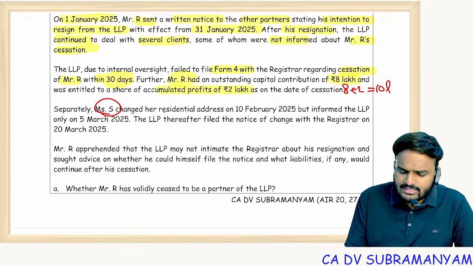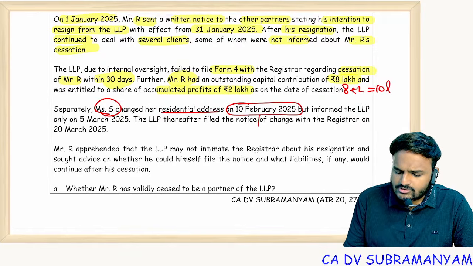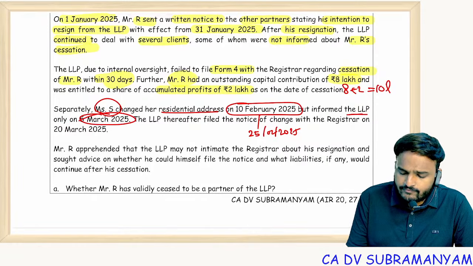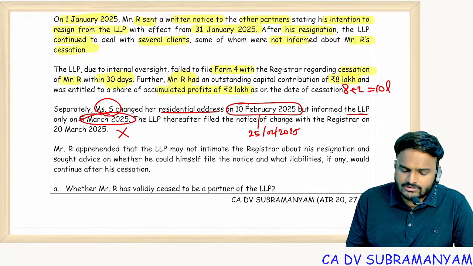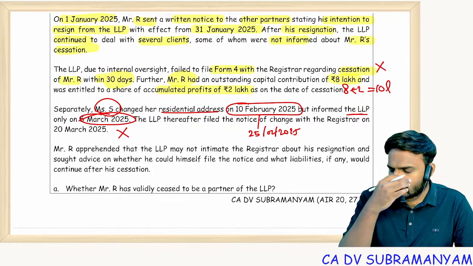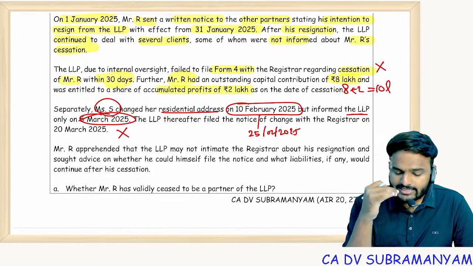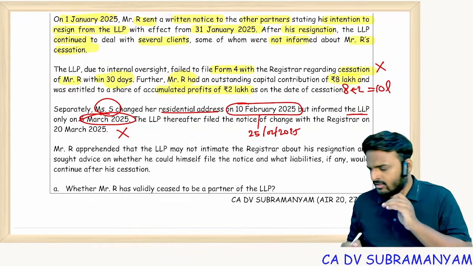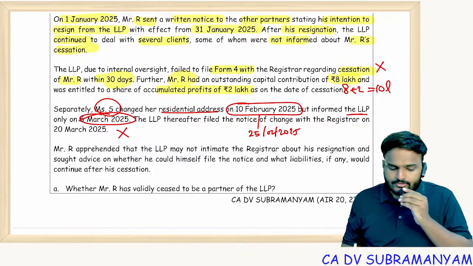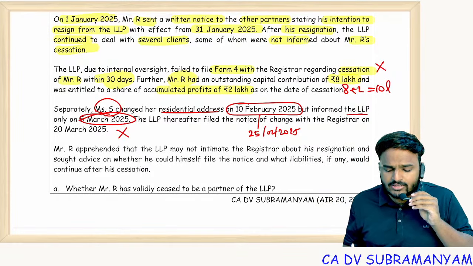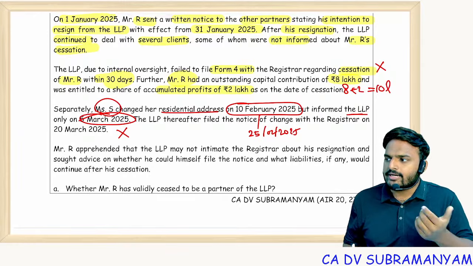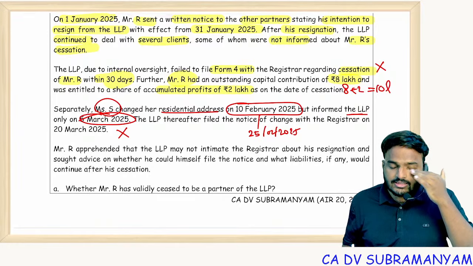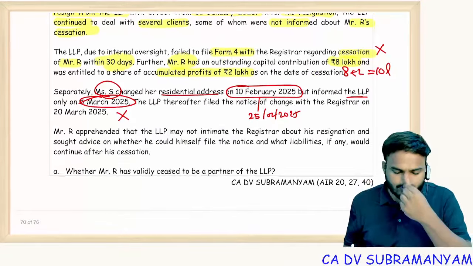Separately, Miss S changed her residential address on 10th February. From this date onwards, within 15 days, so by 25th February 2025, she should communicate the same to the LLP. But the communication happened on 5th March. Again, this is another default. One is non-filing of changes in the partners. Second is an individual partner forgetting to update his details with the LLP. The individual partner failed to update his details with the LLP, that's the first one. And the second one, on changes in the partners, the LLP failed to communicate with the ROC.